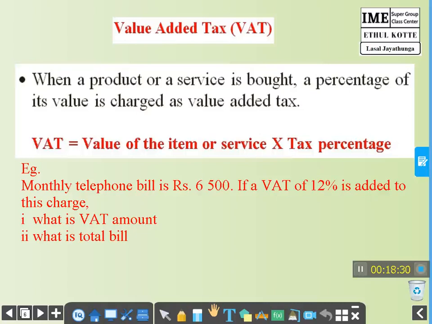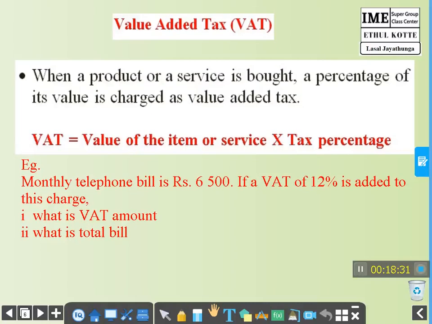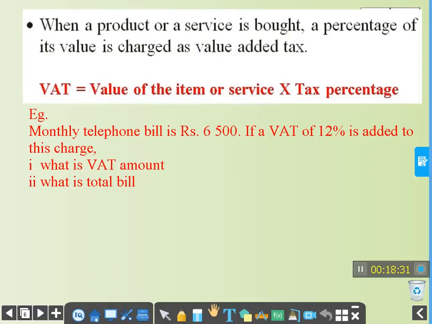Right. There's an example given. Shall we try to do this one? And look at the method of calculating the VAT amount. See the given method, VAT, value added tax, how to calculate: value of the item or the service multiplied by tax percentage. Right, look at the first question here. Monthly telephone bill is 6,500, if a VAT of 12% is added. 12% is VAT charge. First question, what is the VAT amount?